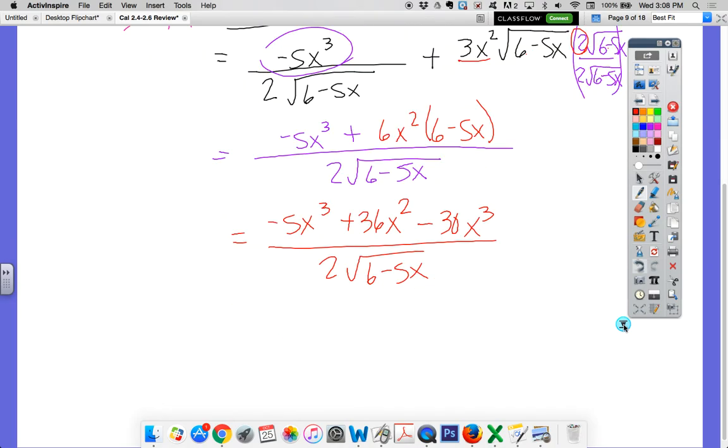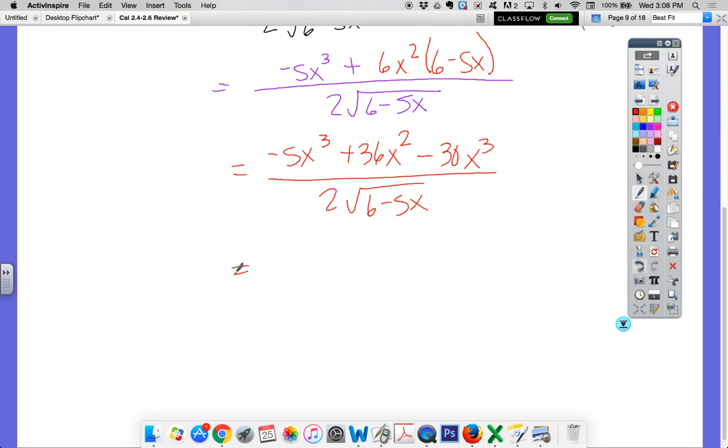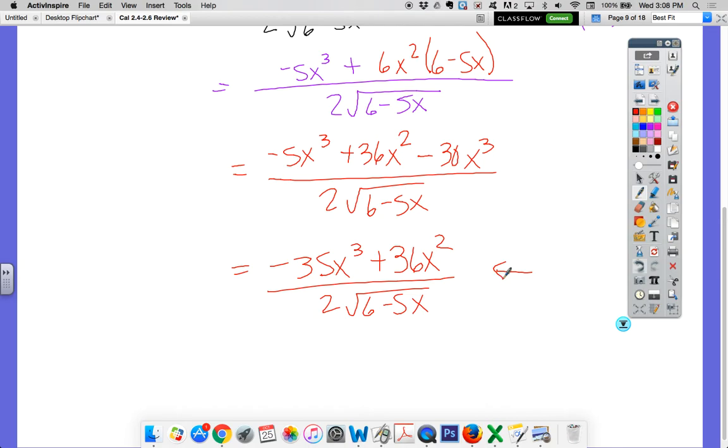Hopefully my board will catch up. Okay, and so then put your like terms together, and you have a negative 35x cubed plus 36x squared, and same denominator. And so for you kids that are planning on taking calculus somewhere else, you need to practice on consolidating and getting a nice concise answer.